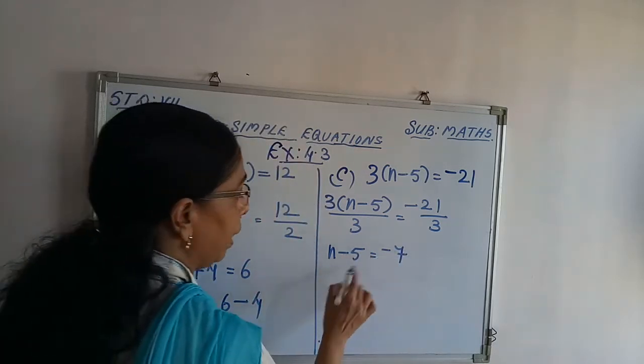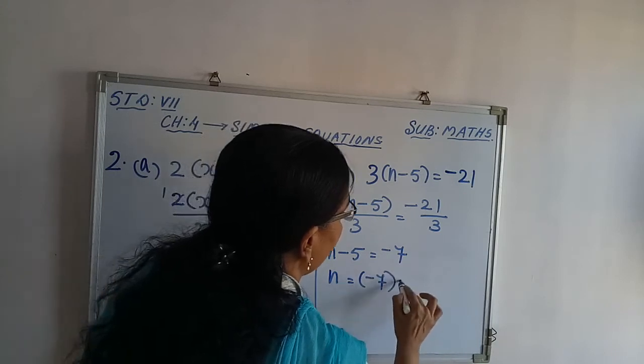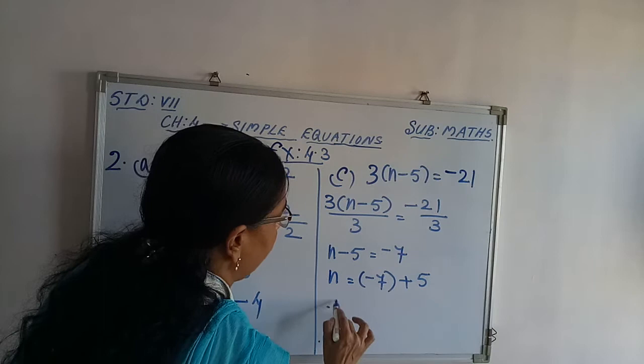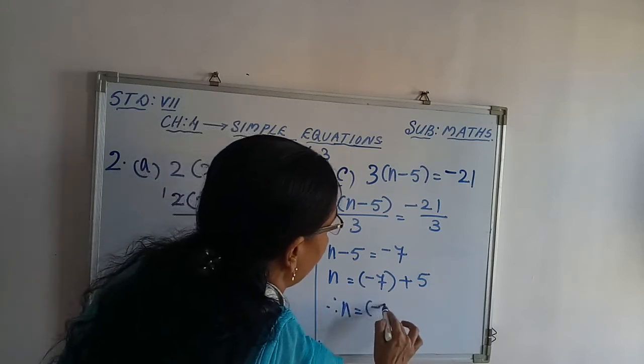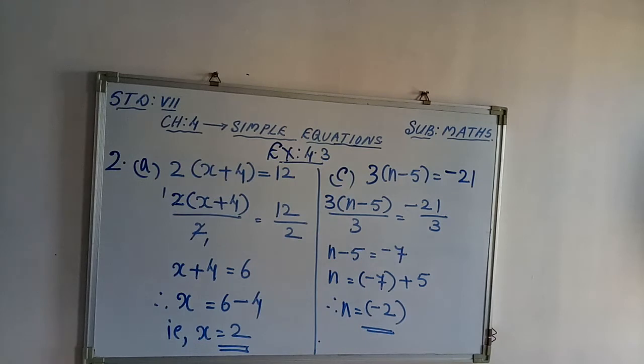Now transposing minus 5, n is equal to minus 7 plus 5. Sign will be changed. Therefore, n is equal to minus 2. So what will you write as the final statement? Thus, n is equal to minus 2 is the required solution.